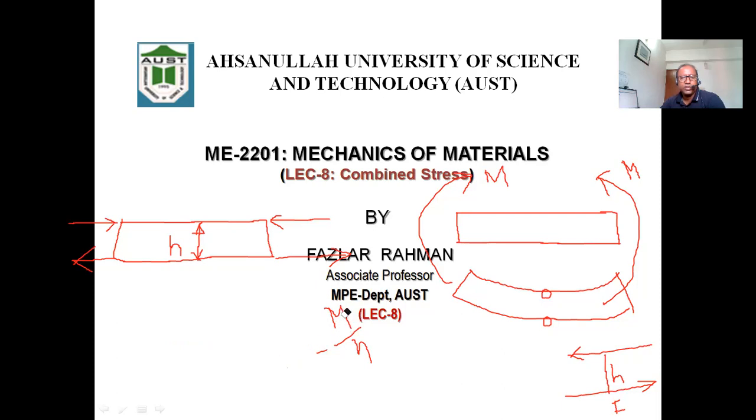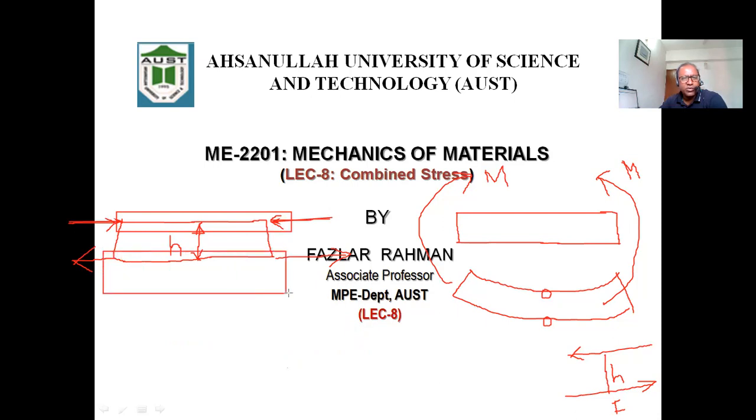Here, you see the upper portion is feeling compression, right? Right over here, this force is working along this direction, this force along this direction. That means above the neutral axis will feel compressive, and below the neutral axis, the bottom fiber will feel tension. Right over here is tension, this is compression.